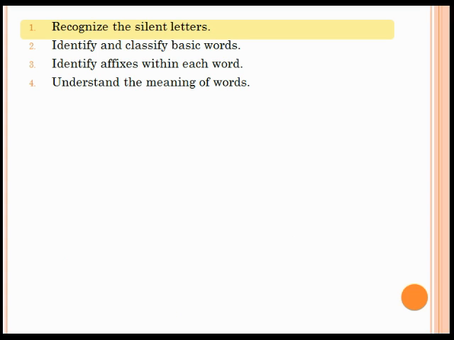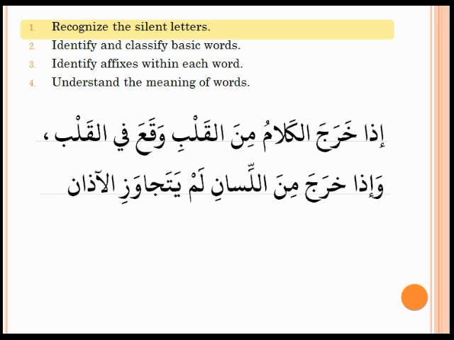To begin with, we want to recognize the silent letters. Let's take a look at this sentence or proverb. So it's إذا خرج الكلام من القلب وقع في القلب وإذا خرج من اللسان لم يتجاوز الآذان. So let's color code the silent letters in gray.